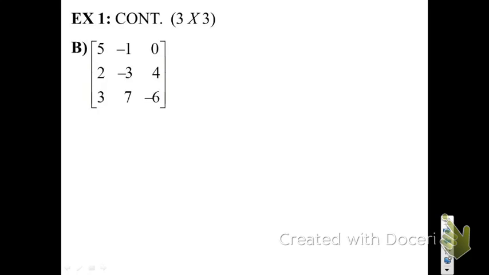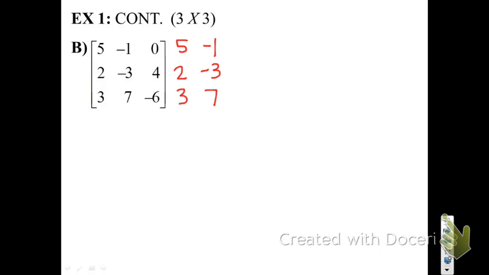On a 3 by 3, notice that both of these have been square. You will only be asked to do determinants on square matrices. On a 3 by 3, this is quite a bit different. A 2 by 2 has a lot less work. With the 3 by 3, the first thing that you're going to start doing is rewrite the first 2 columns.